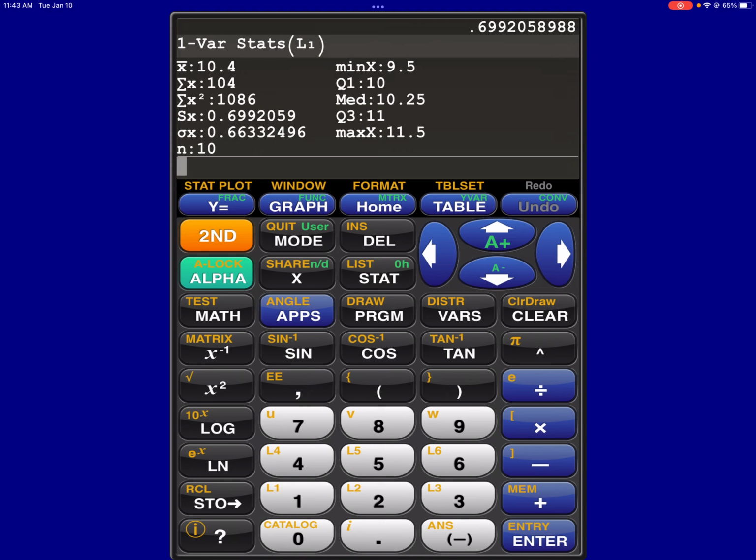And then our sigma sub x, notice, is slightly different, but if you look back at the formula, the original population standard deviation divides by the whole number n as opposed to n minus 1. So that's why these are slightly different. But 95% of the time we're going to be interested in calculating the sample standard deviation, so we want to use that Sx that's on there. So in this case, that 0.6992 is going to be the quicker, more appropriate way. So this is how I want you to calculate the standard deviation using the 1-var stats.